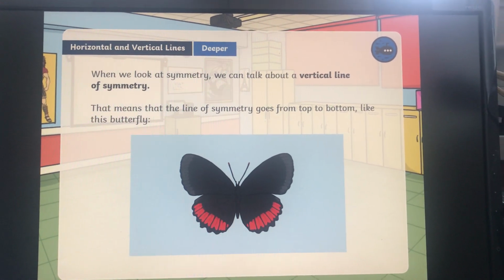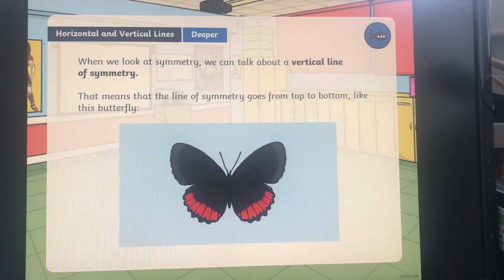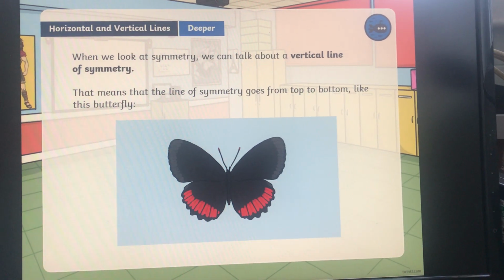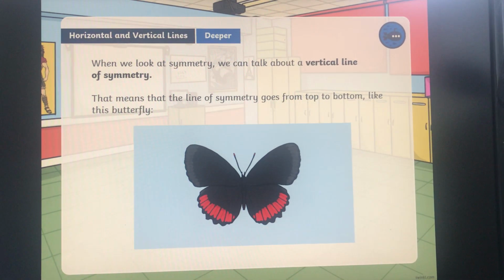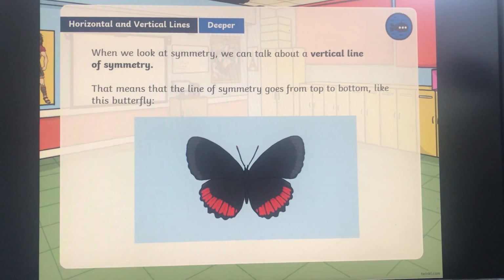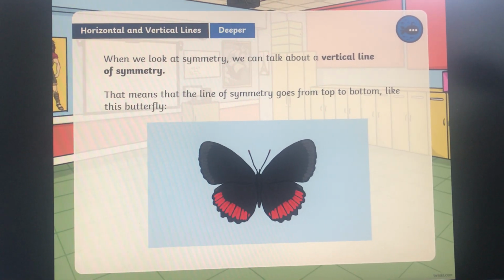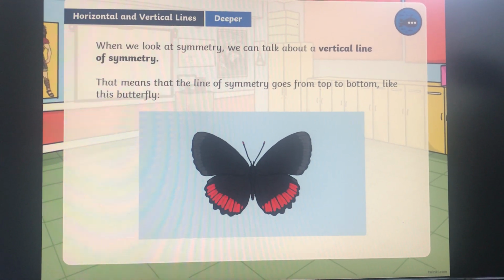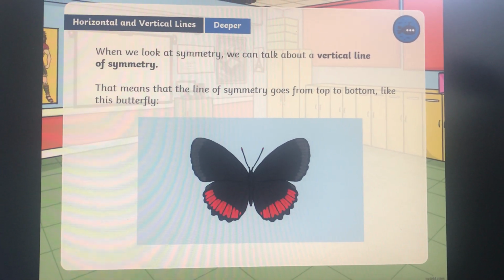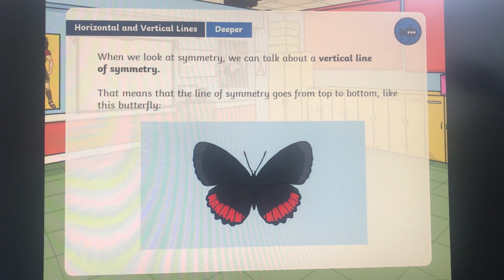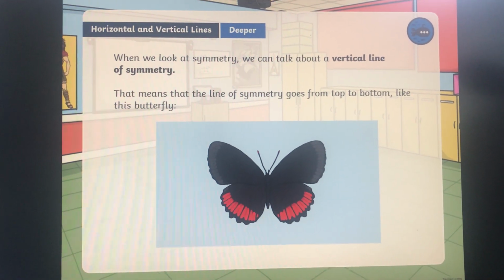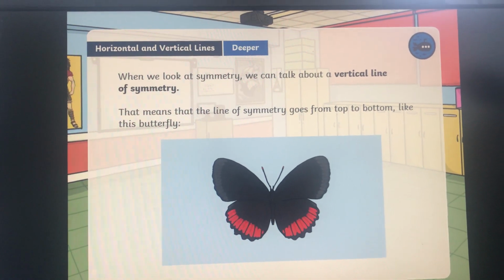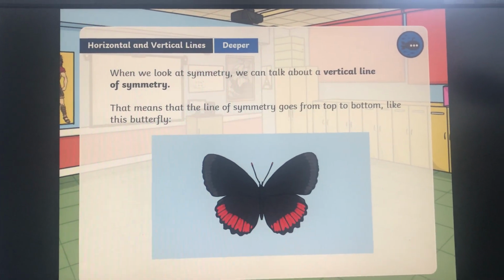Part of this lesson as well, there is a really important section to do with symmetry, and you will have looked at symmetry when you were at the infant school, but it carries on and gets slightly more tricky as you go through the junior school as well. When we look at where there are lines of symmetry in shapes and objects, we can talk about a vertical line of symmetry. A vertical line of symmetry is when the symmetrical line goes from the top of the shape down to the bottom.